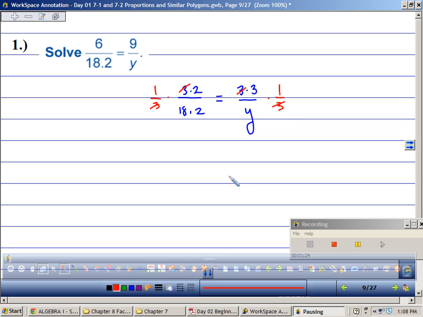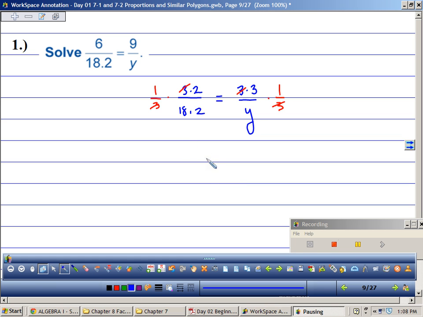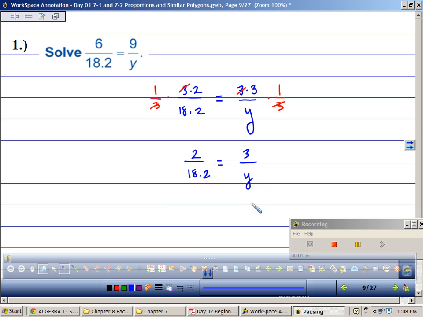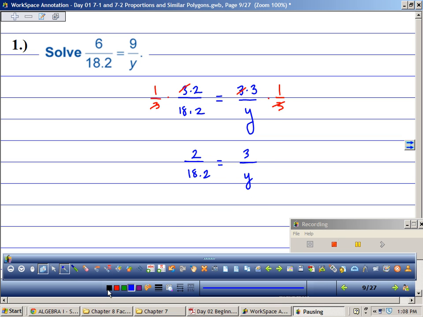Okay, so now I've got an easier equation. I've got 2 divided by 18 2/10 is equivalent to 3 divided by y. Is there any other comparisons I can really make right now? Not really, right? So now what would I do? Now you would normally cross multiply. Now I'm going to show you why cross multiplying works. When you cross multiply, aren't you just multiplying?